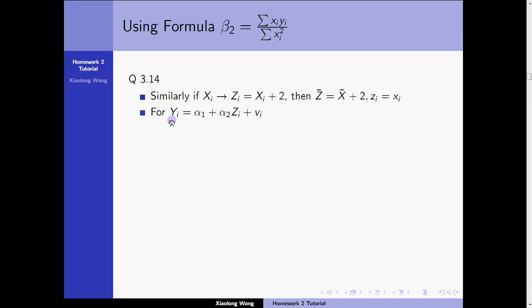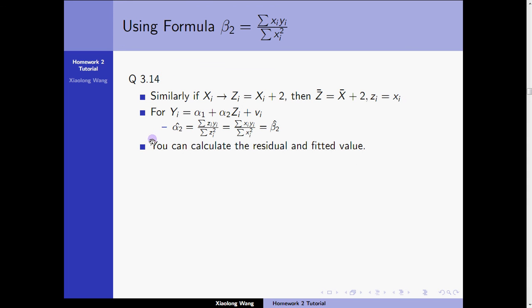So if we run the regression of yi on zi, we can apply the formula here again, and we will see that alpha 2 hat, which is the coefficient on the new regressor zi, will equal beta 2 hat, which is the same coefficient on the regressor xi. Then we can apply the formulas again to calculate the residual and the fitted value, and you will not see any change in them.